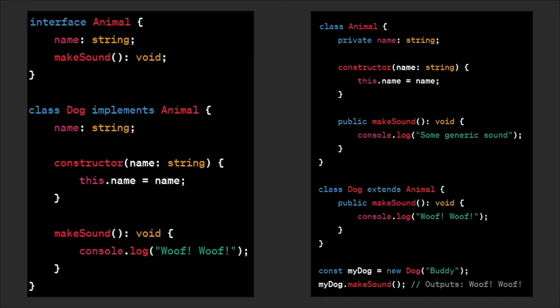But what's the difference between a class and an interface? A class is for creating objects, while an interface is for defining the shape of the object.